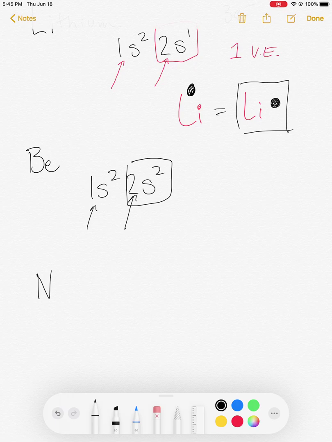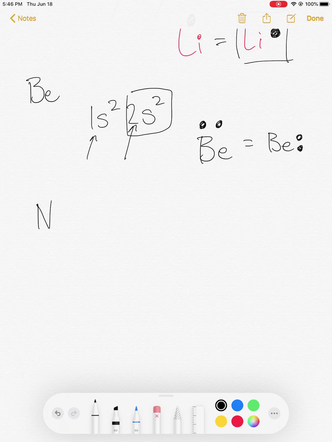Now those, because of the orbital diagram, which I went over in another video, those electrons are in the same orbital. So we want them paired up in the electron dot diagram. And I don't care what side you put them on, where they're paired up. Doesn't matter to me. It does to some teachers, but that's stupid. All right, let's look at nitrogen.